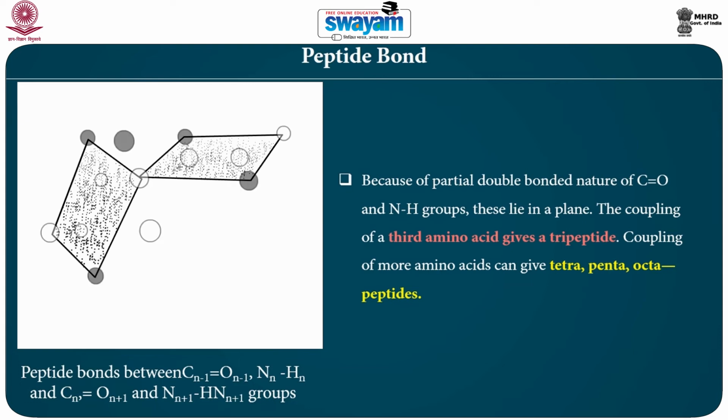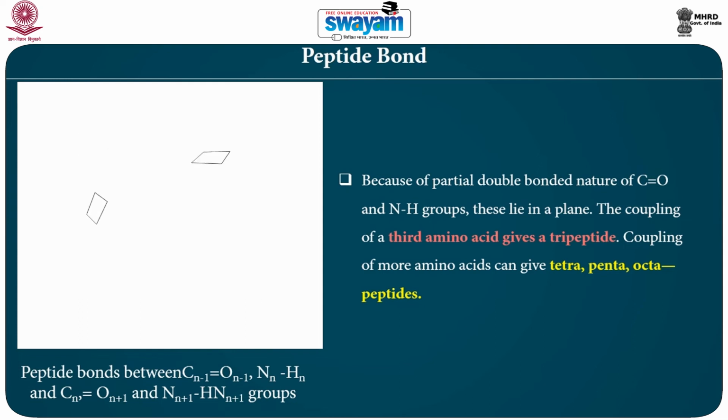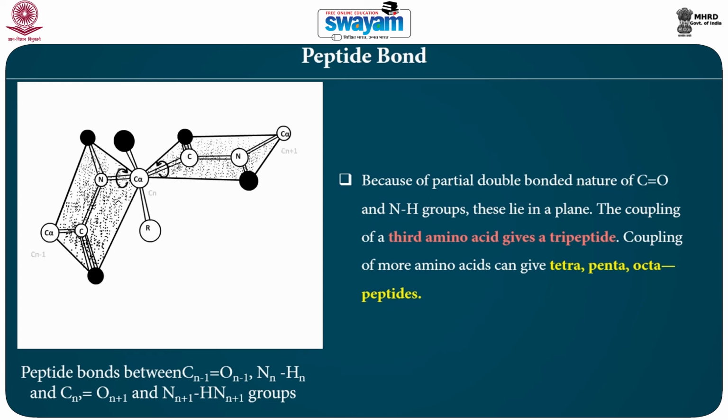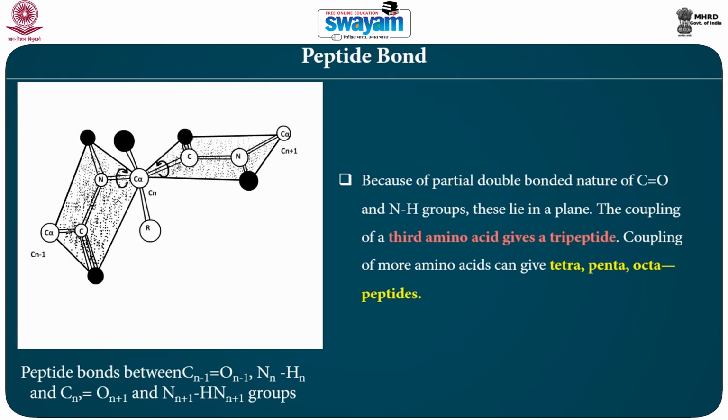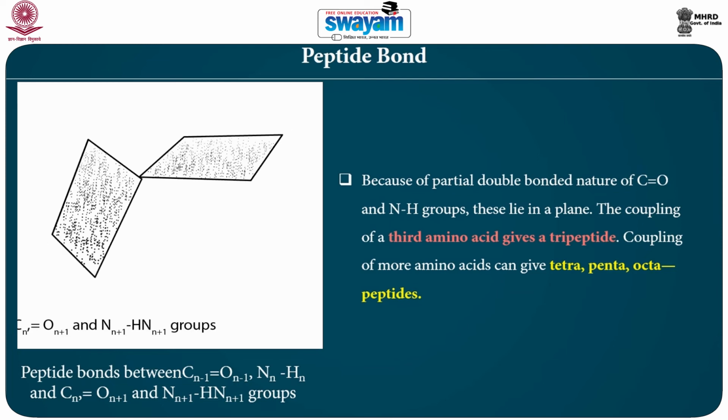Here we see a CO group and NH group. They form a plane. The next amino acid, CO group and NH, they form another plane and they couple two amino acids. When a third amino acid is coupled, it is called a tripeptide. This can continue for more amino acids, and these are called tetra, penta, octa peptides, etc.